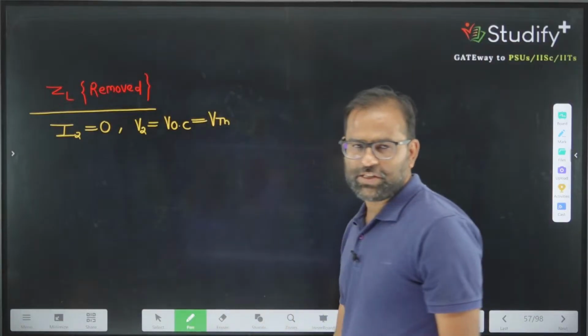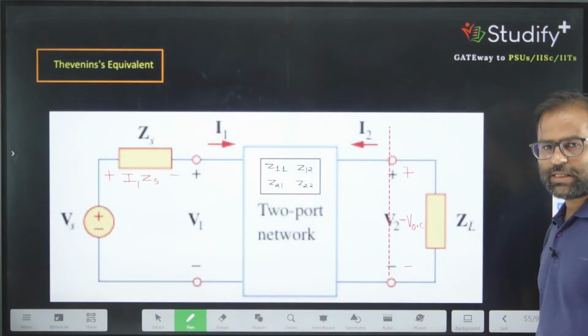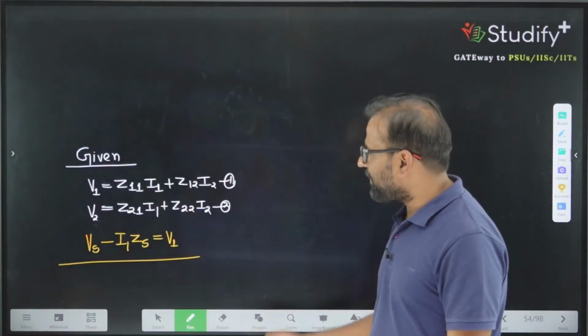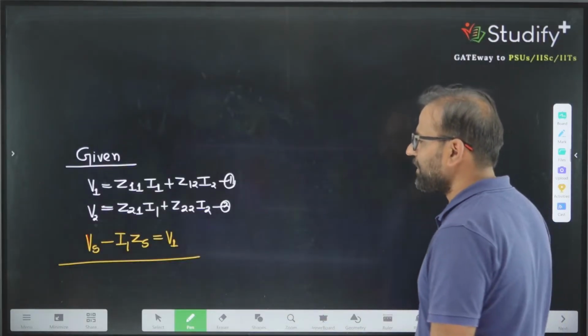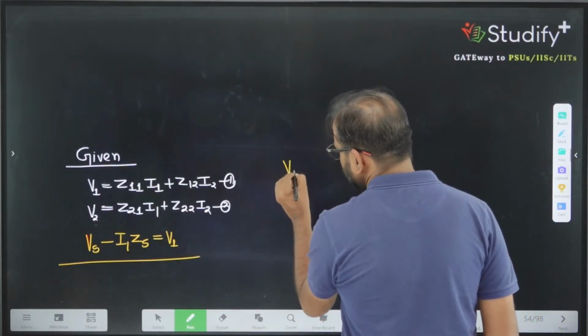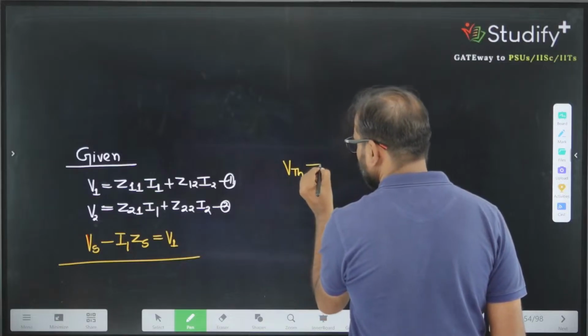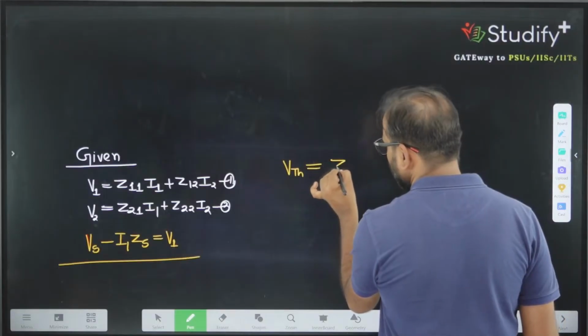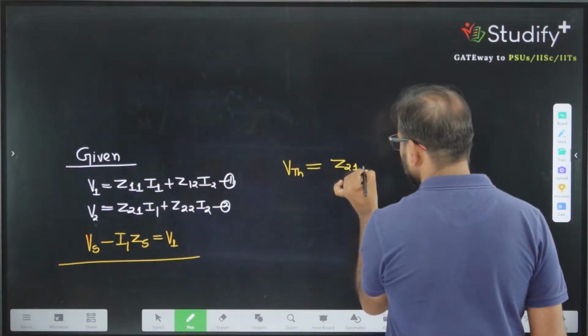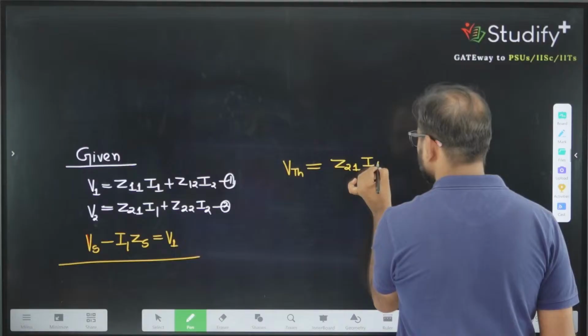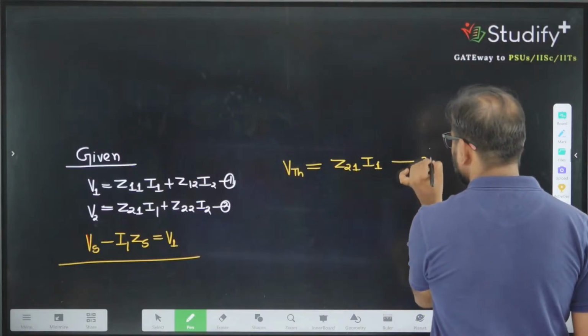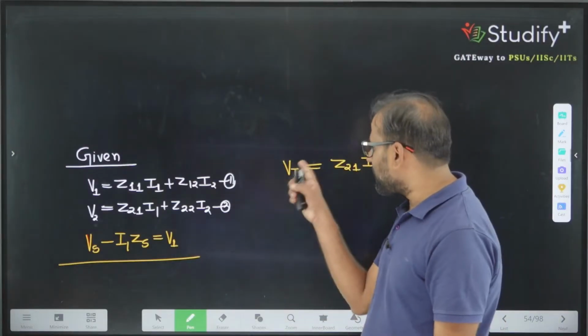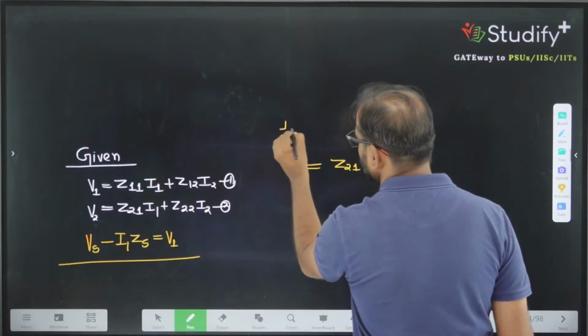This is the whole picture. Now we have some equations, so put the values into those equations. V2 will be VTH and I2 will be 0. If I2 is 0, this value is Z21 into I1. This is equation number 2 dash, the new modified equation obtained by making I2 equal to 0.